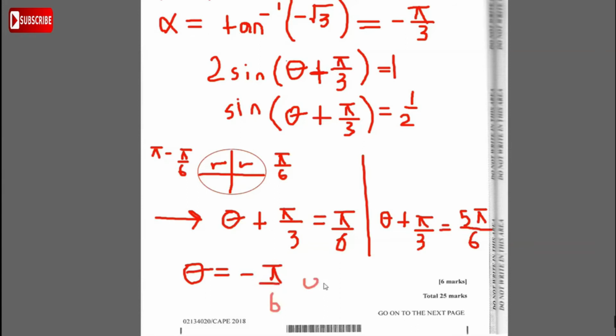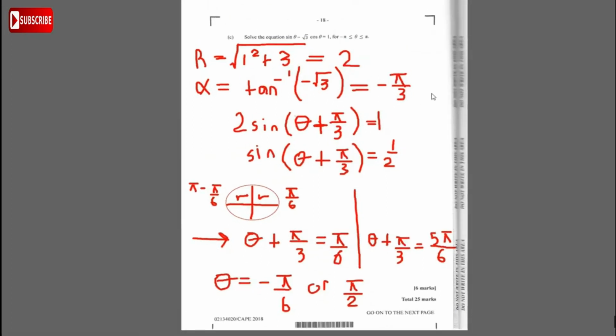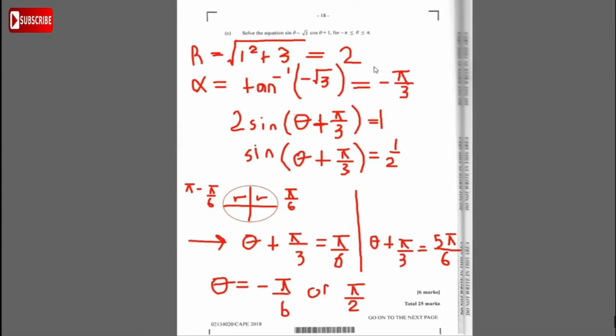Or the next answer is 5 pi by 6 minus pi by 3, and I get pi by 2. This one is giving me pi by 2. So theta equals minus pi by 6, or theta equals pi by 2. Those are the answers. If you don't believe it, you can check it out.